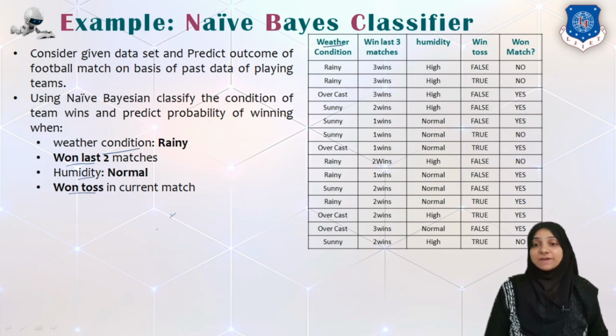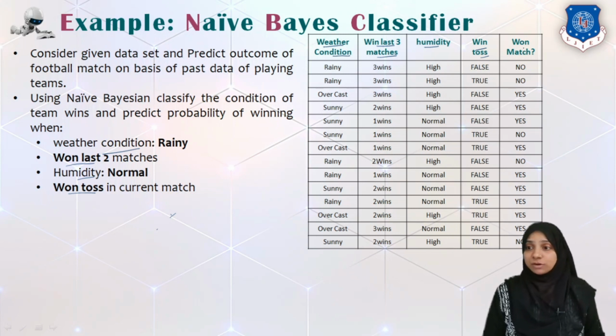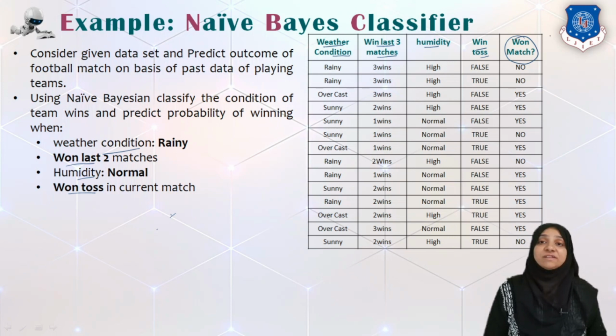As you can see, weather condition, last 3 matches, whether the team has won last 3 matches or not, what is the humidity today, and whether they have won a toss in a particular match or not, and the prediction is whether they are going to win this match or not. So prediction is binary. So this is an example of binary classification. Weather condition can be rainy, overcast, or sunny. So there are only 3 possible values.